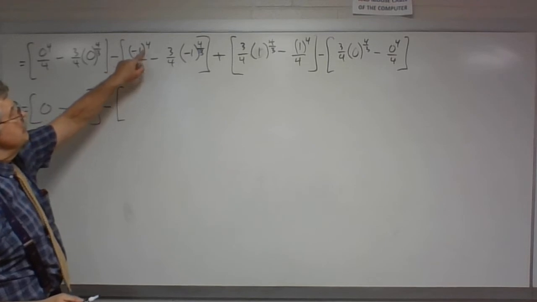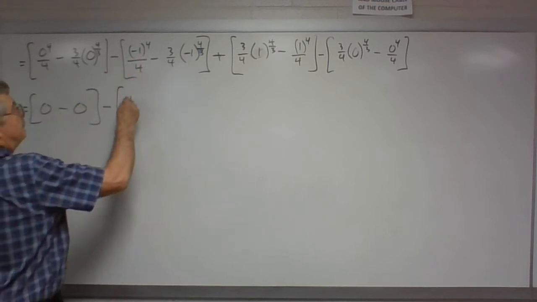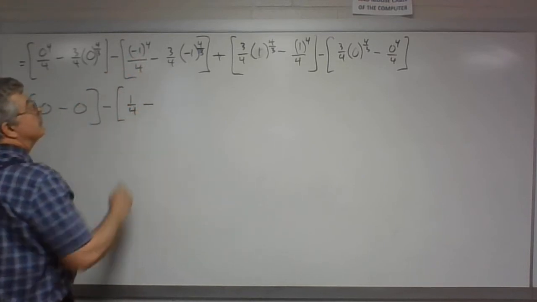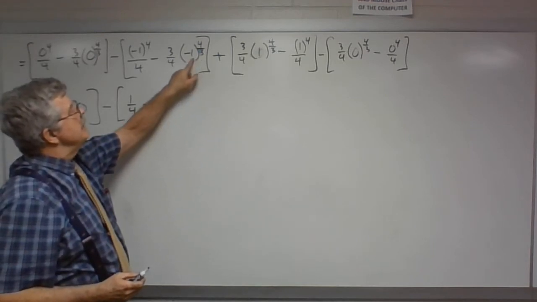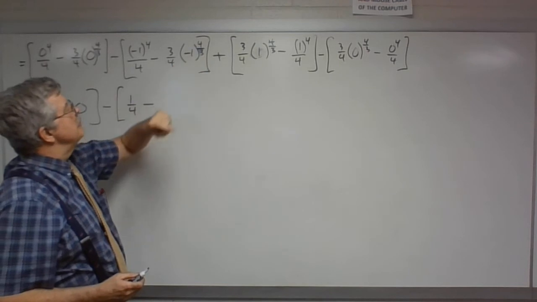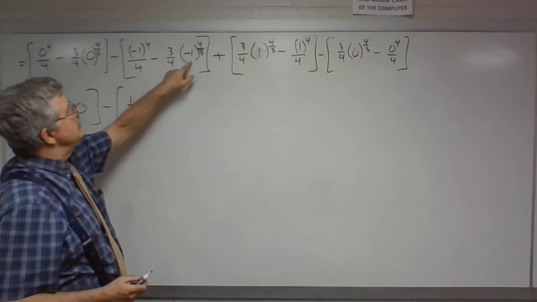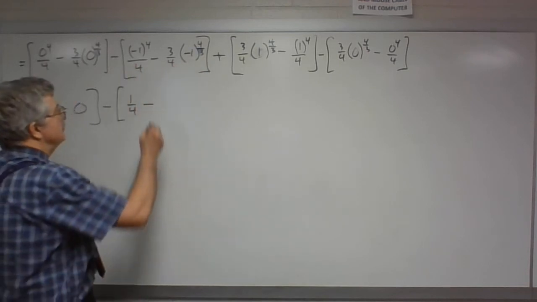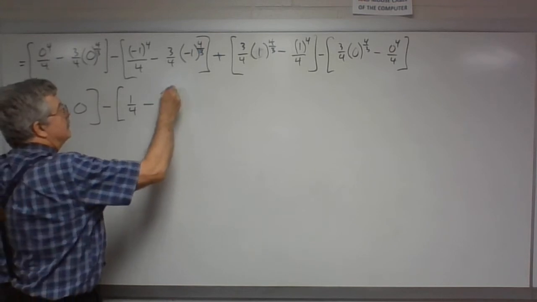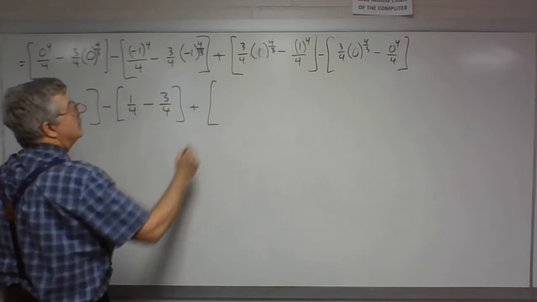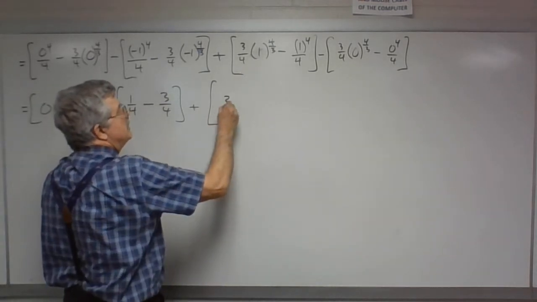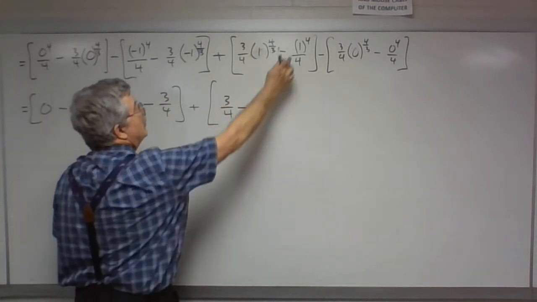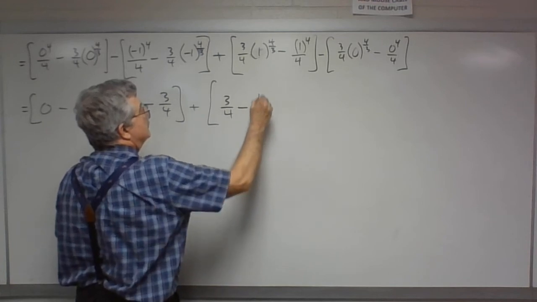Negative 1 to the fourth is 1 over 4. The cube root of negative 1 is negative 1, raised to the fourth is 1. So this is 1 times negative 3/4. 1 to the 4/3 is 1. 1 to the fourth is 1.